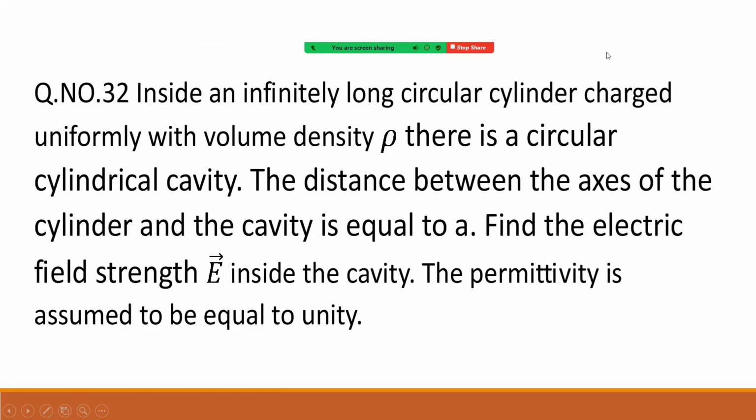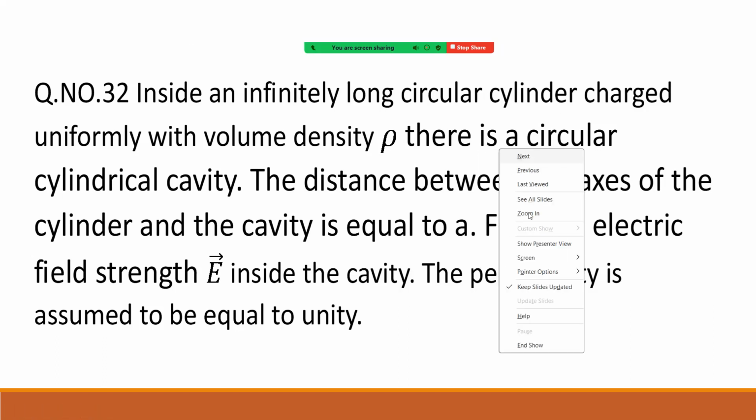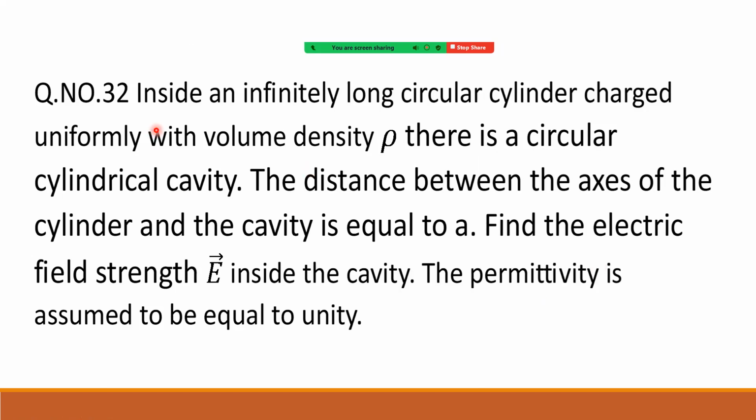Hi students, in this lecture we are going to solve problems based on Gauss law. See the first problem. This question is taken from Irodov. See what is given.